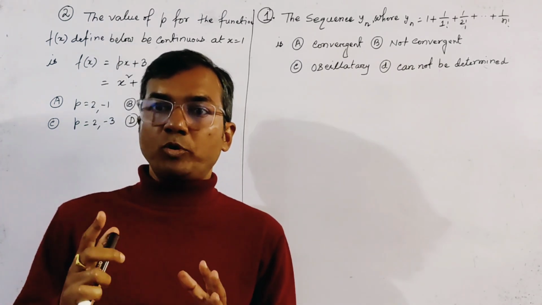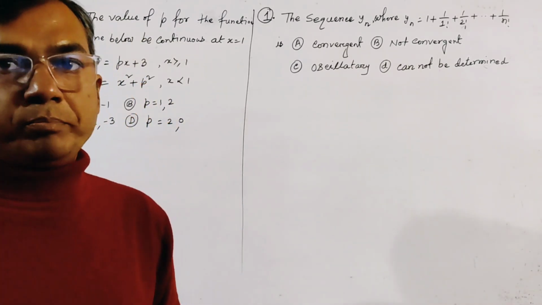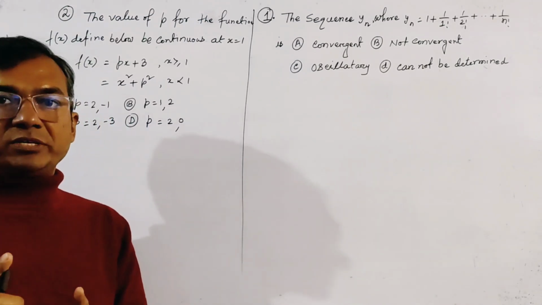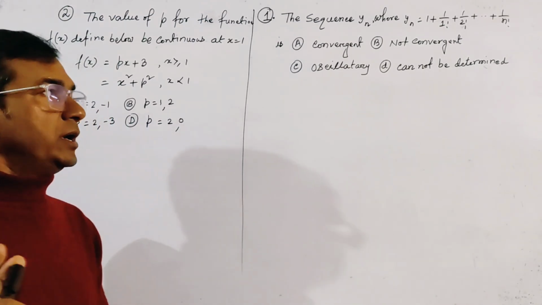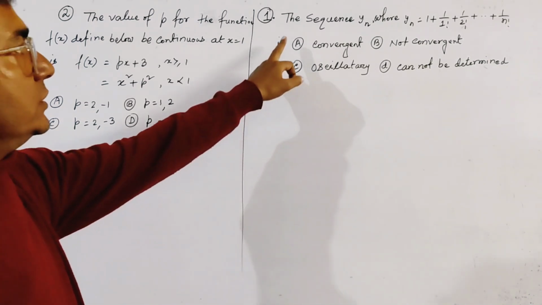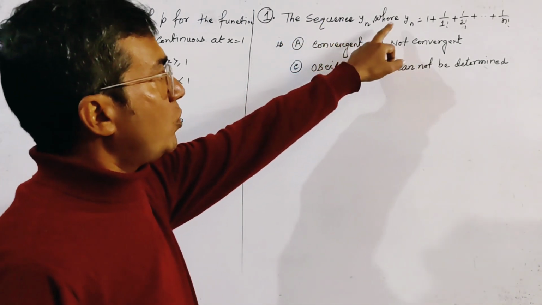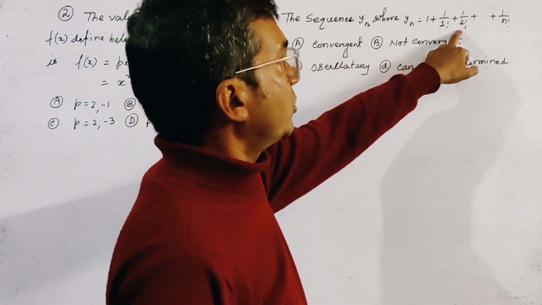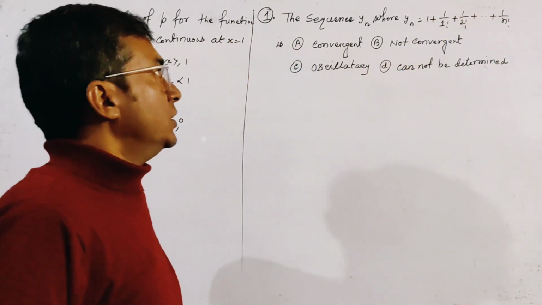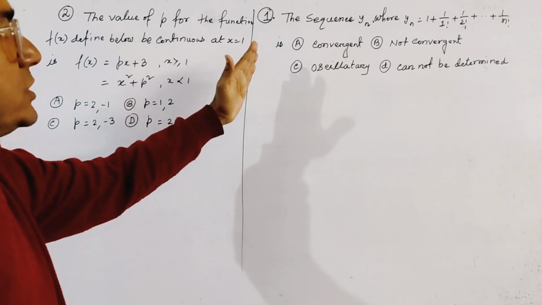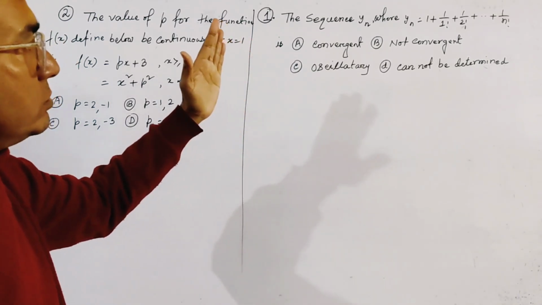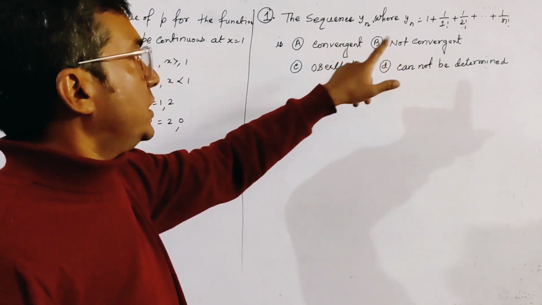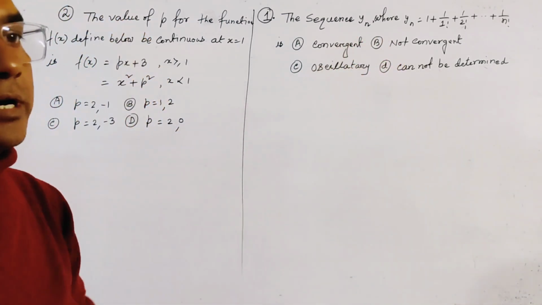Two MCQ type problems taken from a previous year paper of the recruitment of WBPSC assistant master. The first problem is the sequence yn, where yn is equal to 1 plus 1 by 1 factorial plus 1 by 2 factorial up to 1 by n factorial, and four options are given. We have to mark the right option. The first option is convergent, then not convergent, oscillatory, and cannot be determined.